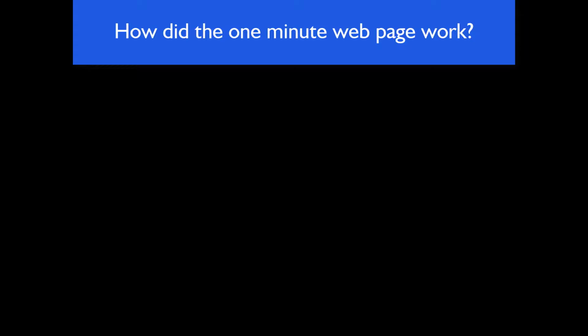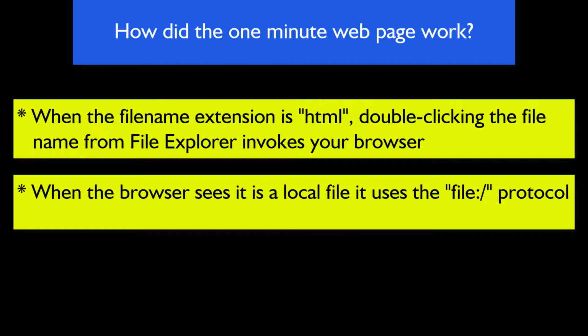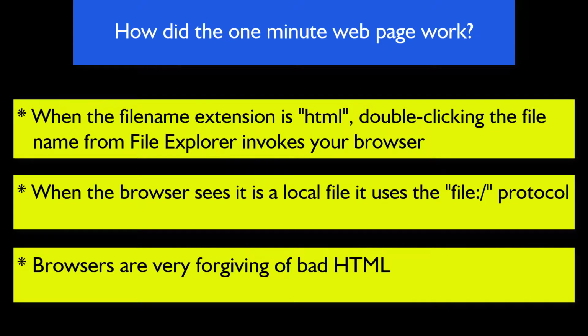So how was it that our one-minute web page worked? When you name the file with an extension of HTML, then double-clicking the file name in File Explorer will invoke your browser. When the browser sees it's a local file it is retrieving, it will implicitly use the file protocol. And browsers are very forgiving. They make assumptions about any missing components. They implicitly assume there are tags around the data you send. Now, this can be a negative when you start debugging later in the course.